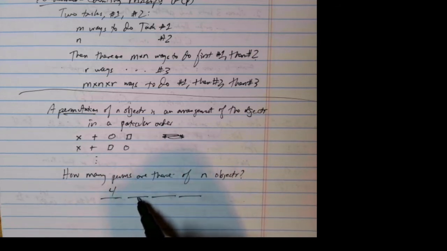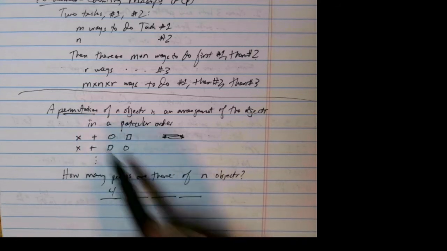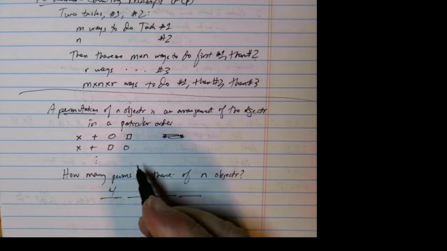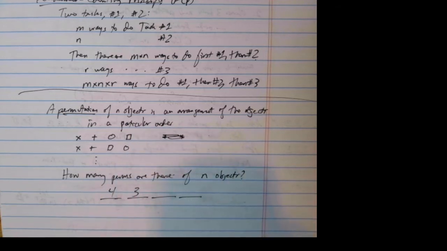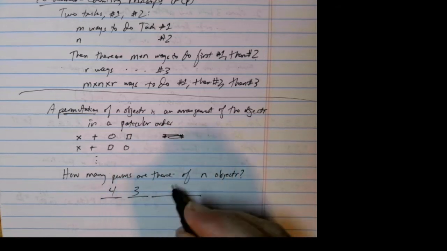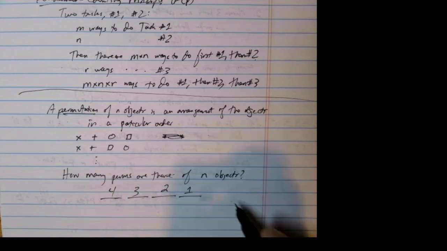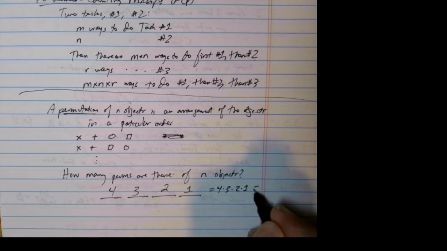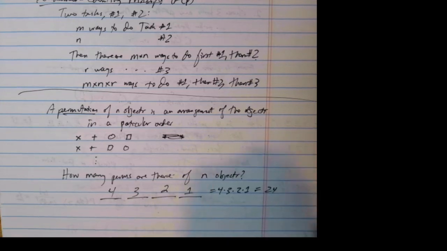When I go to fill in the second slot, I've used up one of the symbols. Whichever one I chose, it's used up. I can't use it again, so I only get 3 ways to choose that second symbol. And then 2 ways for the third and 1 for the last. So this would be 4 times 3 times 2 times 1, which is 24.